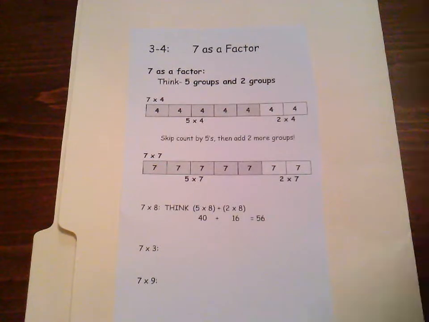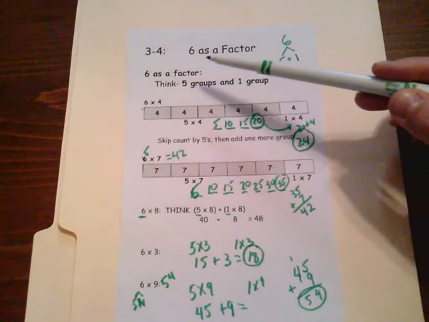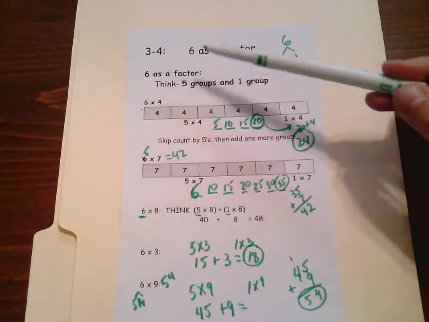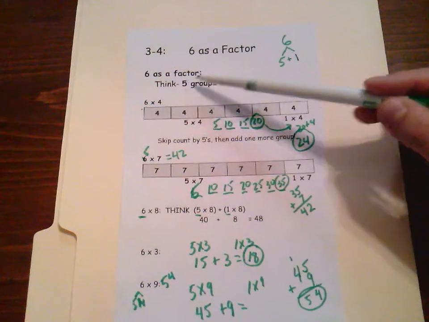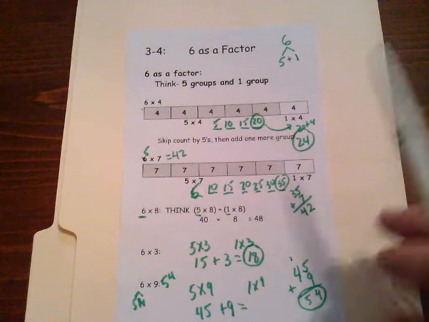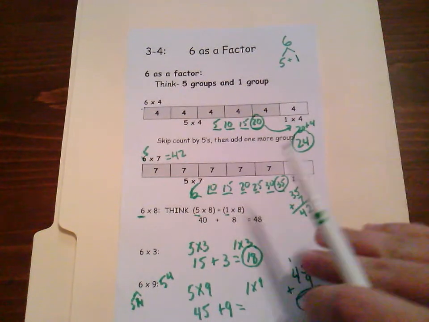Before we begin, let's just review what you did in the last lesson with 6 as a factor. We thought of 6 as a factor. Instead of just thinking about it as a 6, we thought of it as a 5 and a 1. We went through breaking up that 6 into a 5 plus a 1, so that we were able to skip count by 5s and then add one more group.